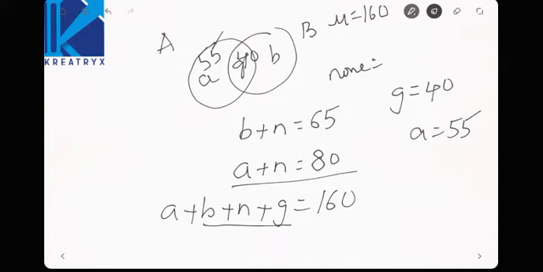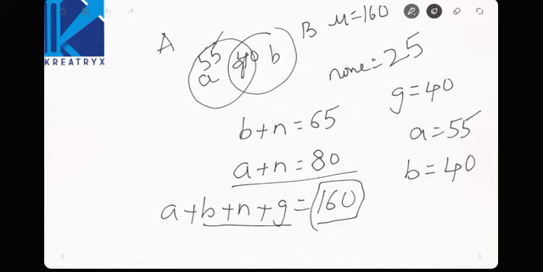Now what is the value of B? Is it 40? Now we know the value of A as 55, B as 40. That is nothing but 95, and G value is 40, 135. Am I right? 135. Now what is the value of G? I mean G is 40. What is the value of N? 25. Right?